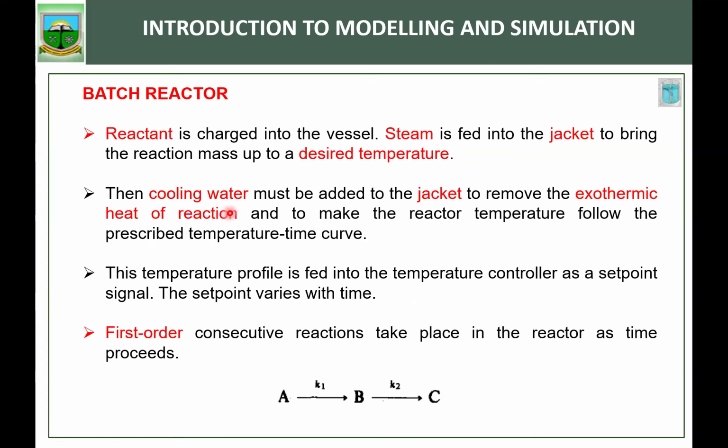Then we have cooling water that is added to the jacket to remove the additional heat that is caused by the reaction. And they are also saying that the reaction follows a first order reaction for both the first and then the second. The reason why we have C here is because the goal is to form this and this. Let me take the rice cooker, for example.